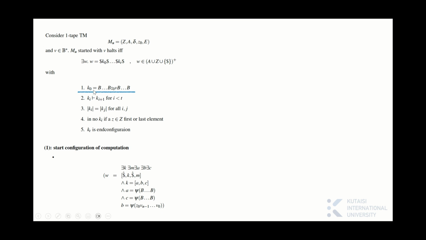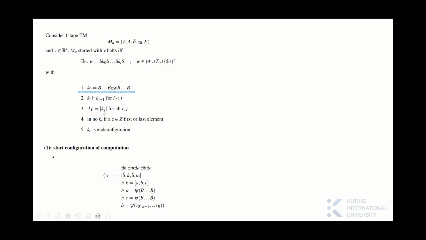First of all, K0 has to be a start configuration, so I have state Z0 and input V and as many blanks as I need. So if my machine halts, it makes a finite amount of steps, so I will just need a finite amount of B's on both sides, so I write that amount of B's. So K0 will be that, and then each Ki plus 1 configuration is the successor of Ki according to the successor definition for Turing machines.